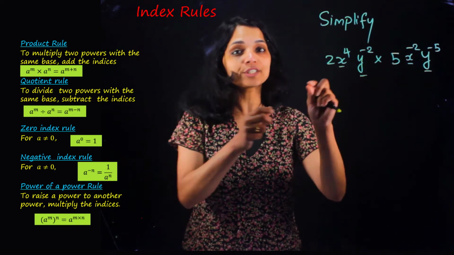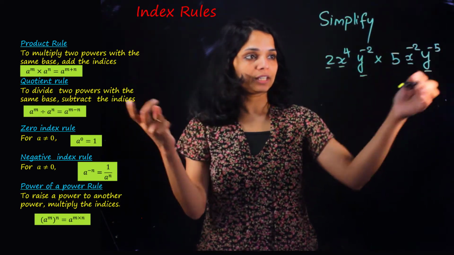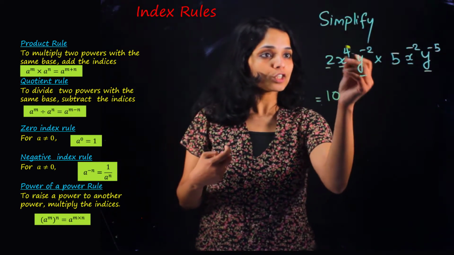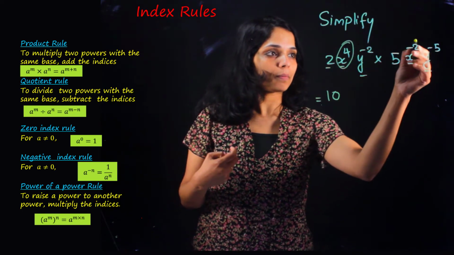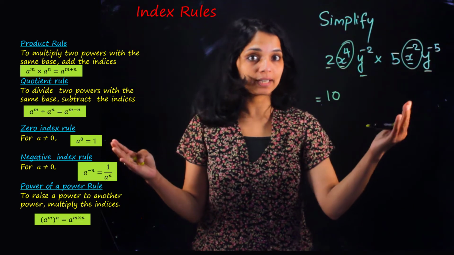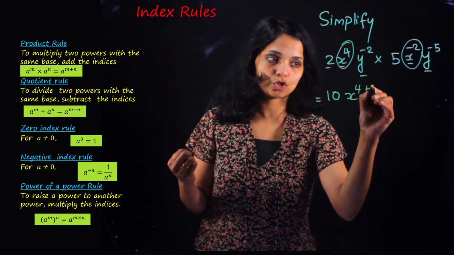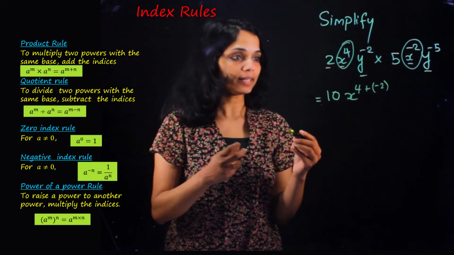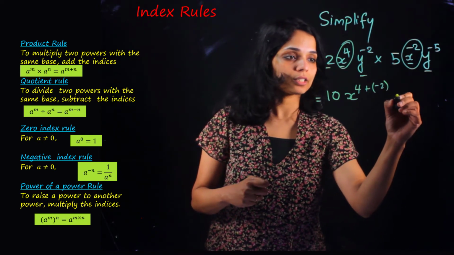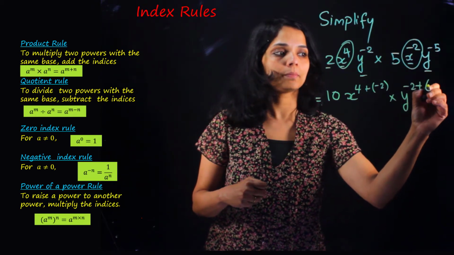The first thing you can do is multiply these numbers together, which you can do because everything is multiplied together. So 2 times 5 is 10. And x to the power 4 and x to the power minus 2 can be simplified together because they are multiplied with each other. So x to the power 4 plus minus 2. I'm just putting a bracket to make sure it's adding minus 2. And then times y to the power minus 2 plus minus 5.